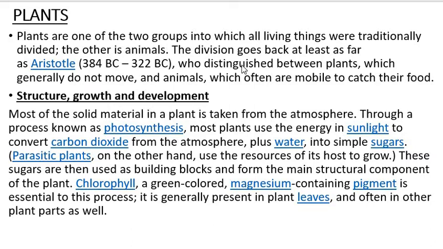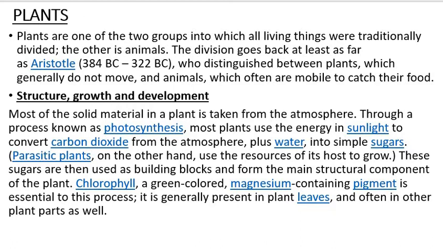The division goes back at least as far as Aristotle, who distinguished between plants, which generally do not move, and animals, which often move to catch their food. Okay, we see how plants relate to our structure, growth, and development. Most of the solid material in a plant is taken from the atmosphere through a process known as photosynthesis. Most plants use the energy of sunlight to convert carbon dioxide from the atmosphere, plus water, into simple sugars.